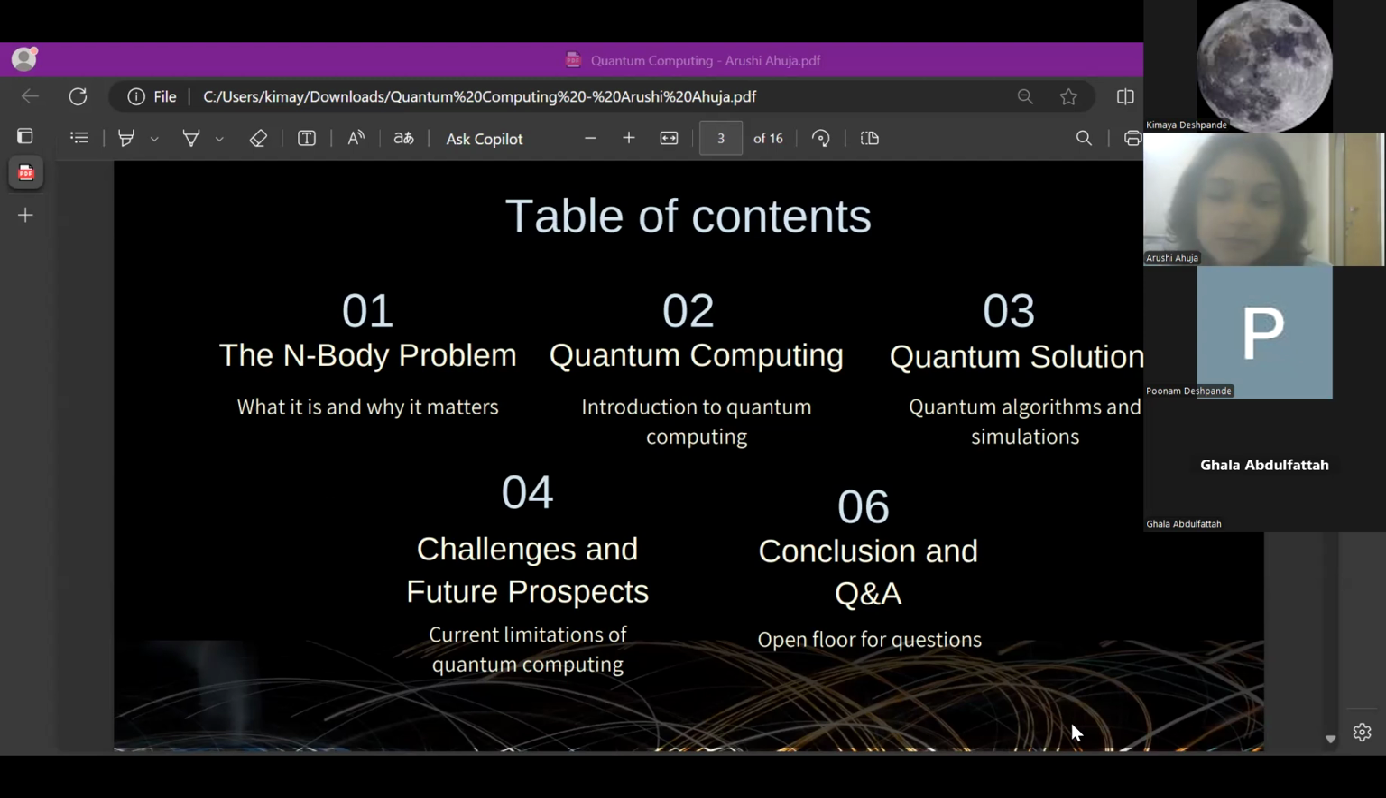Then we're going to look at the challenges in quantum computing, and also the reason why quantum computing is not able to solve the n-body problem for now, but still it has the potential to do so. Lastly, we're going to open the floor for more questions, any questions you might have regarding anything in the PPT or just in general about quantum physics.